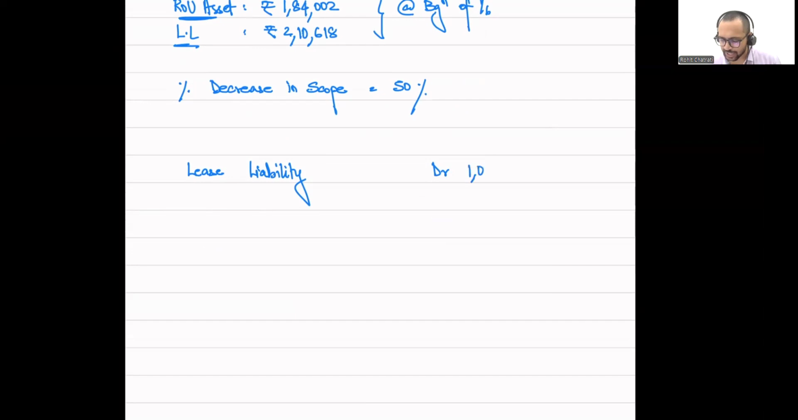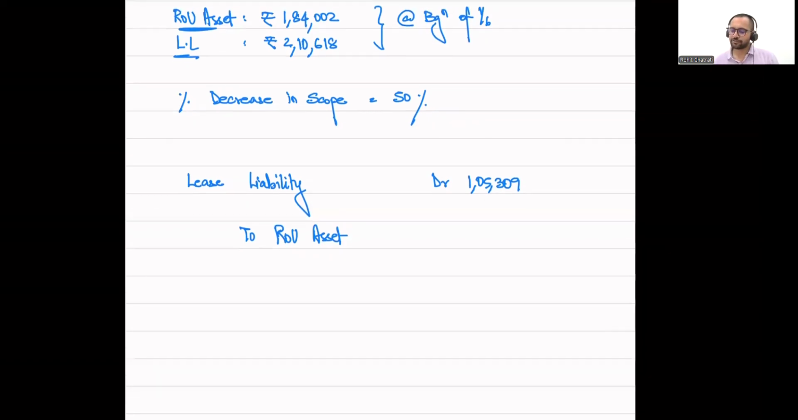That is going to be 1,05,309. I then credit ROU asset. So to the right-of-use asset, I am going to credit 50 percent of 1,84,000. My ROU asset balance in the books of accounts is 184,002. Since the decrease in scope is 50 percent, I am going to credit ROU asset by 184,002 multiplied by 50 percent, which is equal to 92,001.